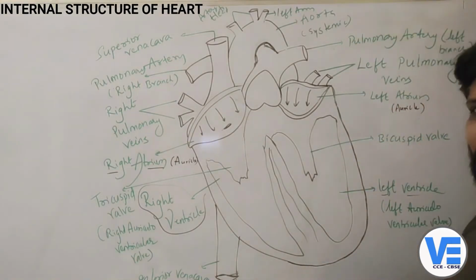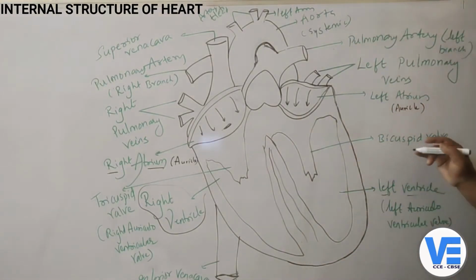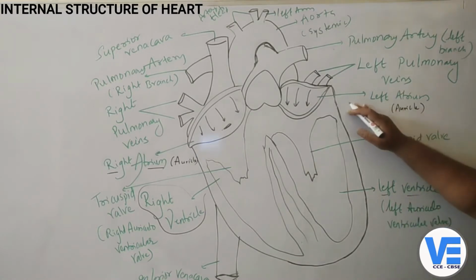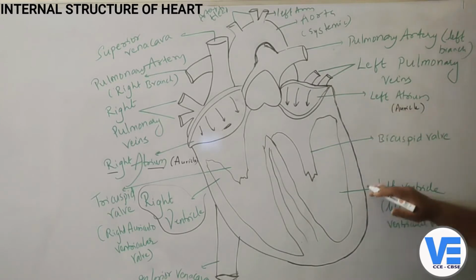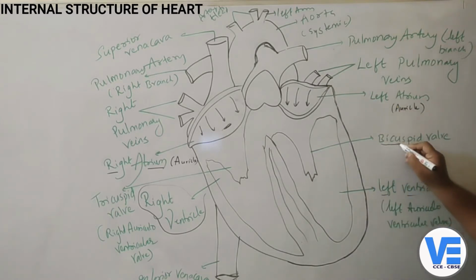And there is a valve present between the left auricle and the left ventricle. This valve is called the bicuspid valve. This bicuspid valve is also called the mitral valve.